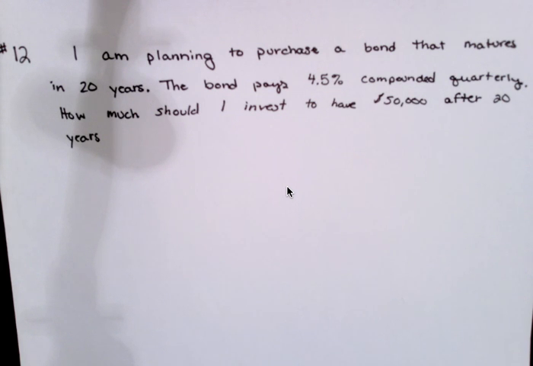This is number 12 on your green review for 3536. It says, I am planning to purchase a bond that matures in 20 years. The bond pays 4.5% compounded quarterly. How much should I invest to have 50,000 after 20 years?